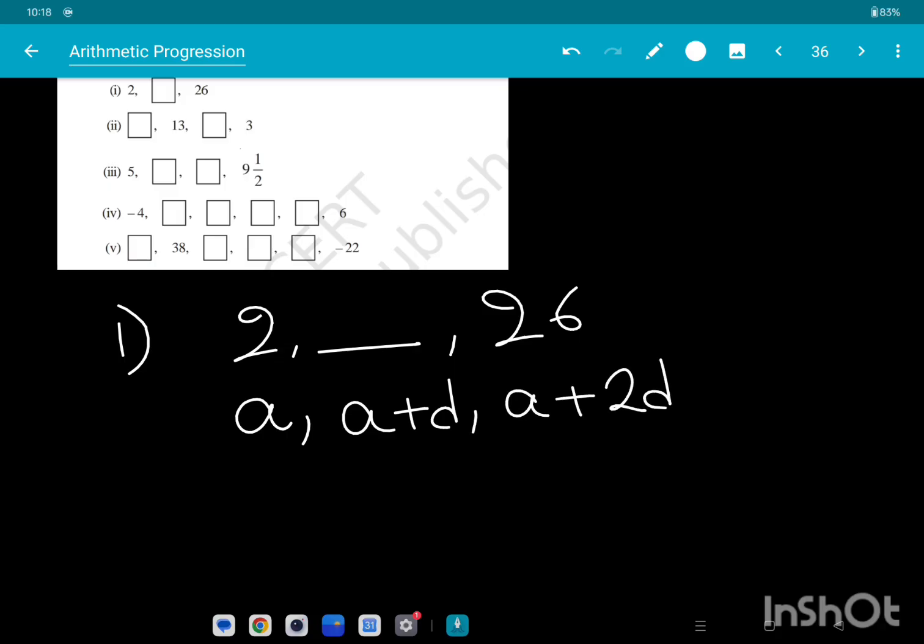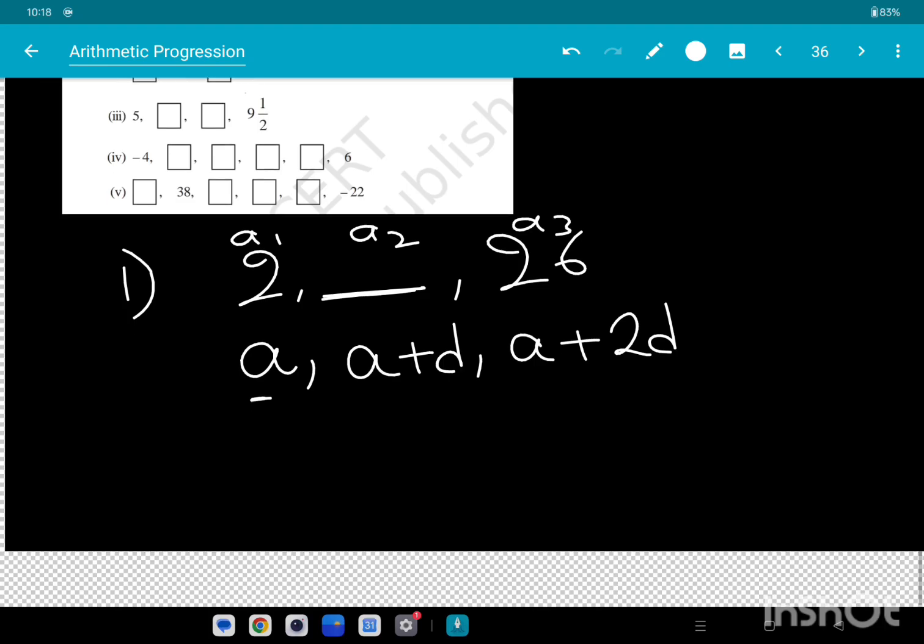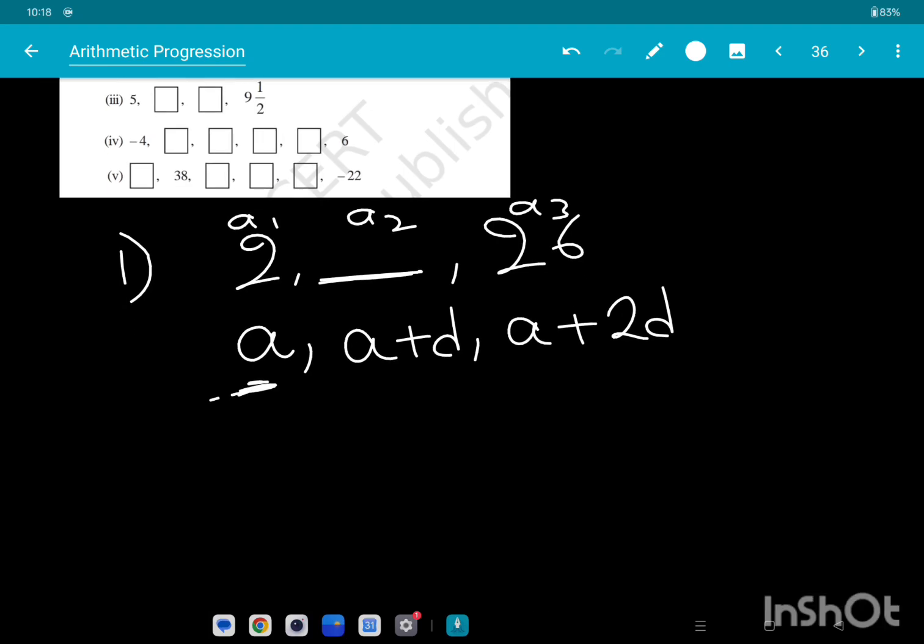A plus D and A plus 2D. This is the general form of an AP. So here A is given and A plus D we need to find. So this is the A1 term, this is the A2 term, and this is the A3 term. So we know that A value, so by using this, we know the third one.